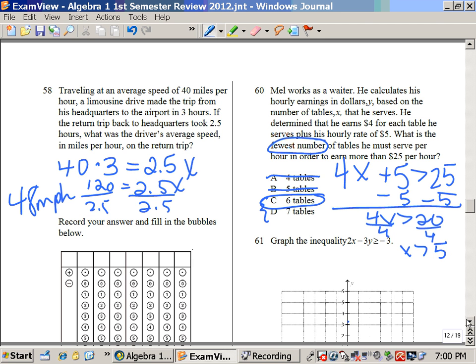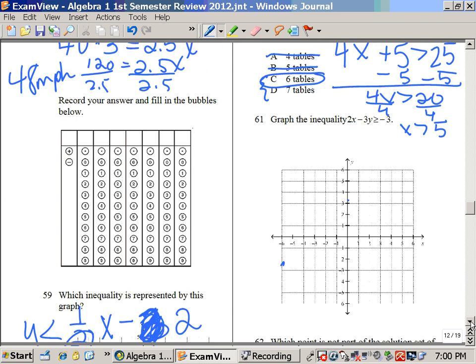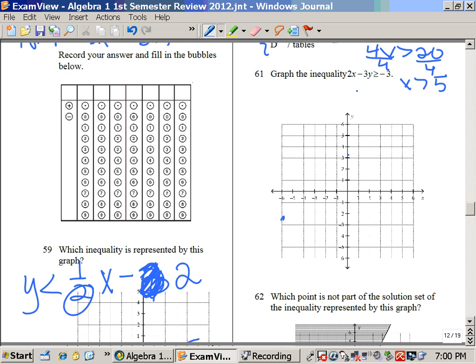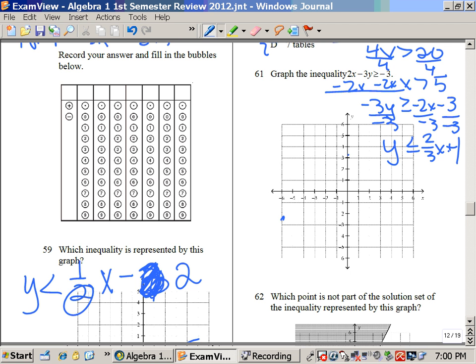On 61, I need to graph this inequality, and to do that, I need to solve for y. So I'm going to subtract 2x from each side. That gives me negative 3y is greater than or equal to negative 2x minus 3. Divide by negative 3 on all three terms. Y is less than or equal to 2/3 x plus 1. So I'm going to start at 1, up 2, over 3. It's going to be a solid line, and less than is below the line.